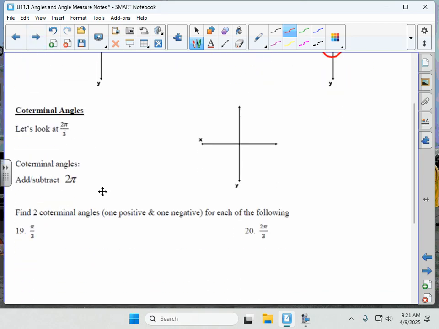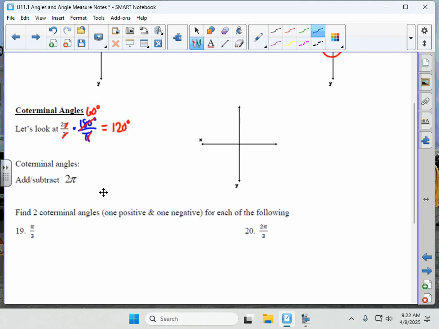All right, coterminal angles. With radians, they work the same as with degrees. If you had to graph 2 pi over 3, again, multiply it by 180 to find the degrees. The pi's cancel. 3 can go into 180 60 times. 2 times 60 is 120 degrees.